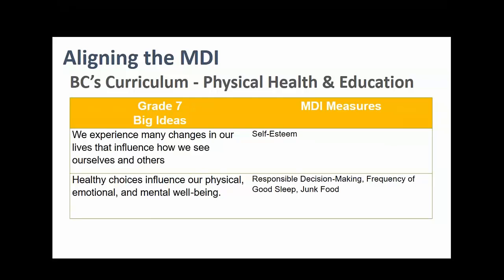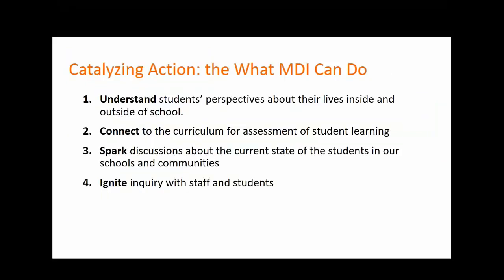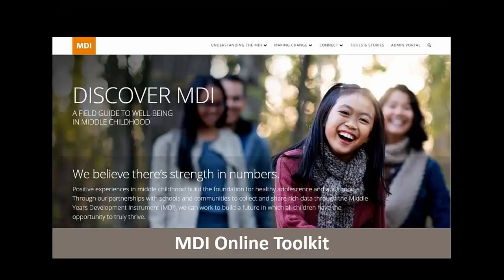So again, we are continuing to develop how the MDI aligns and some of the tools that might help seeing these two together, as well as a student self-assessment. But hopefully this is a helpful map of how that alignment looks right now. So we've got, I think it's number 3 and 4, spark discussions about the current state of the students in our school and communities, and ignite inquiry with staff and students.